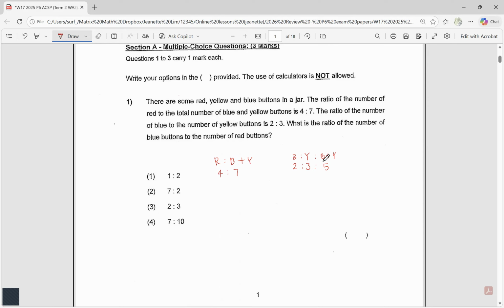So you want to make your common base the same, 7 and 5, to make it equal. You'll find a common multiple of 7 and 5, which is 35. So here times 5, I get 20 to 35. Here to get 35, I will times 7. So 14, 21, 35. Common base equal. Now they're asking for the ratio of blue to red. So blue is 14, red is 20. We simplify this, divide by 2, you get 7 to 10. So answer is option 4.